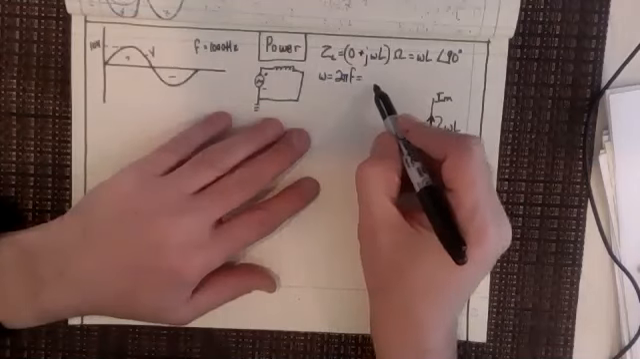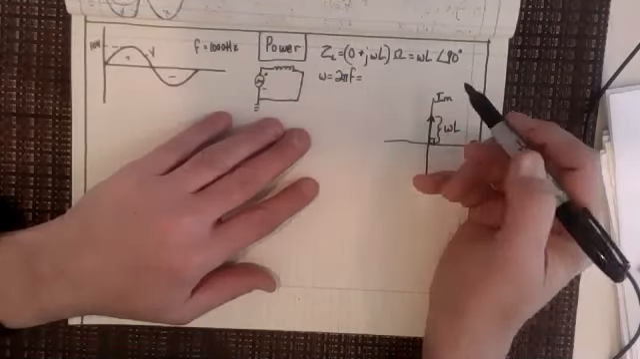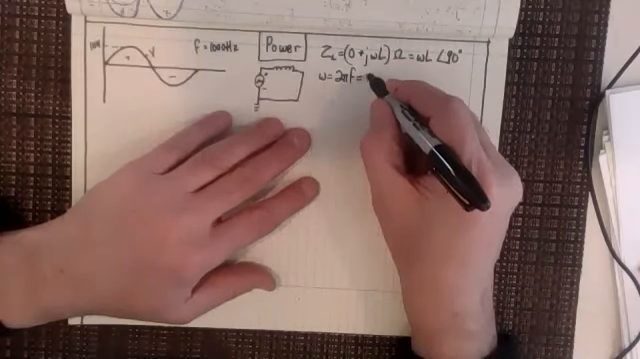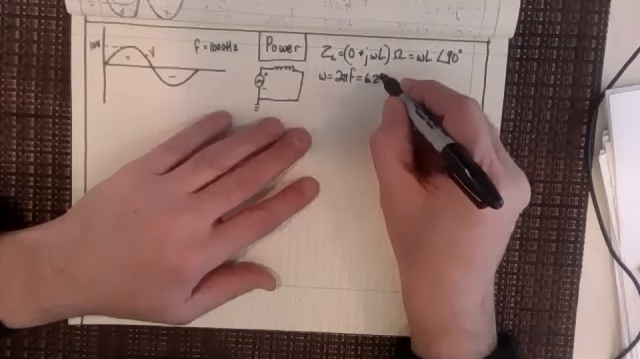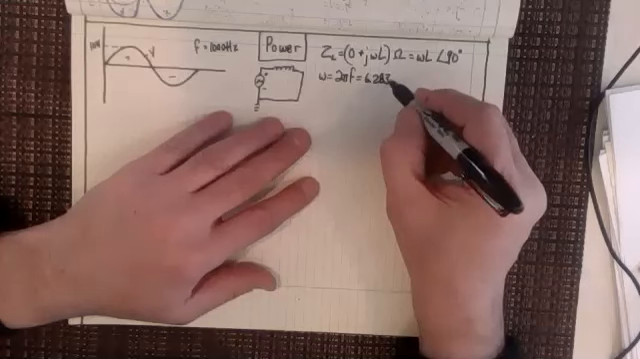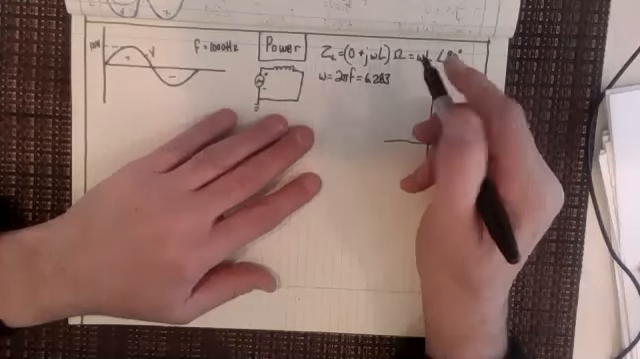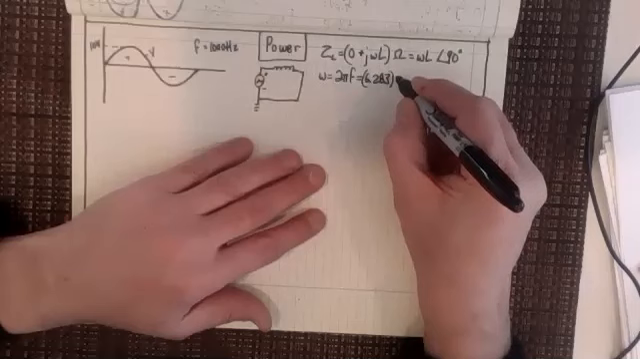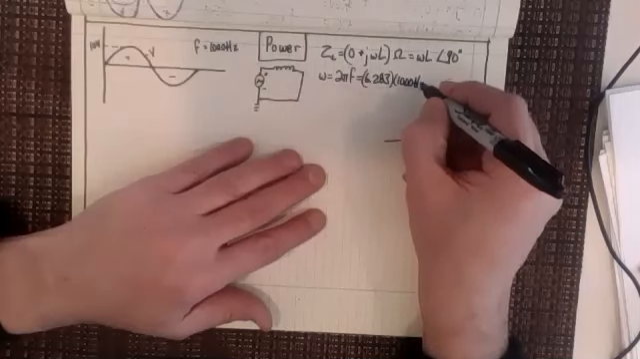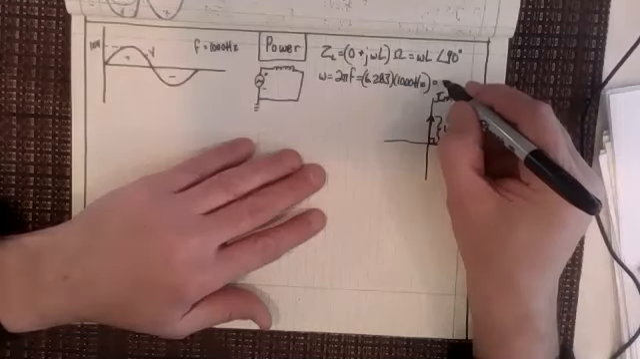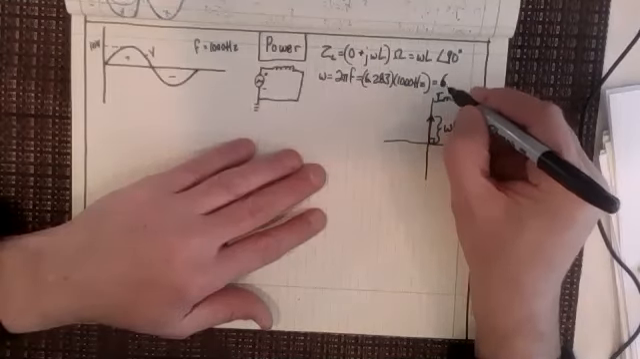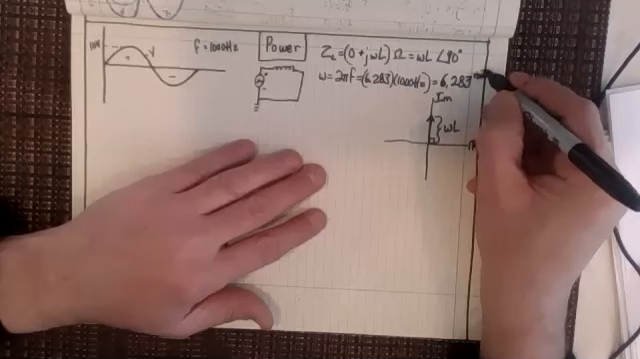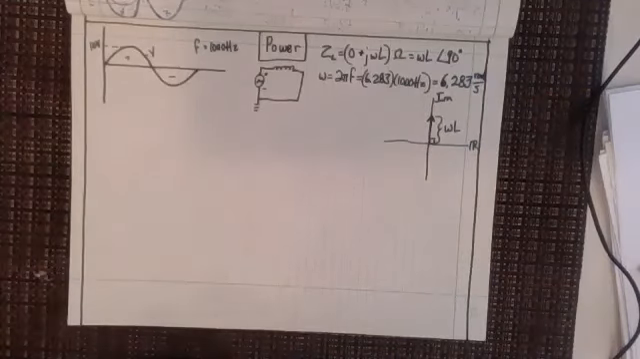Now, 1,000 hertz is not my angular frequency, is it? So 2 pi f, I've got 2 pi, and we know that 2 pi is approximately 6.283, right? And of course that is radians per cycle. I'm just going to put in my frequency, which is 1,000 hertz, and that gives us 6,283 radians per second.